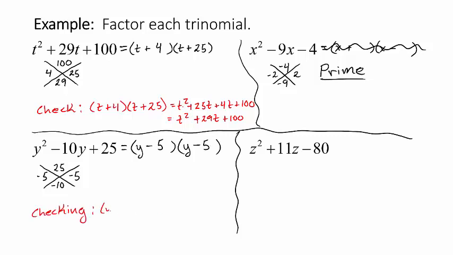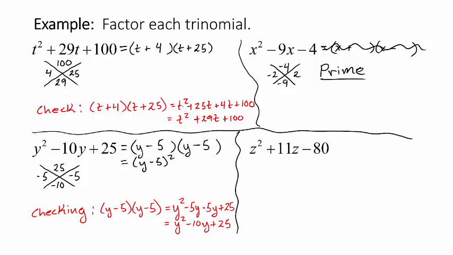Checking this in the FOILing process, y times y is y squared. And then in the middle term, we're going to have y times negative 5, which is minus 5y, twice, right? Minus 5y minus 5y. Negative 5 times negative 5 is 25. So we have y squared minus 10y plus 25. Yes, it works. Also, just FYI, when you factor and you get the same binomial squared, you can write it that way. You can say y minus 5 quantity squared.